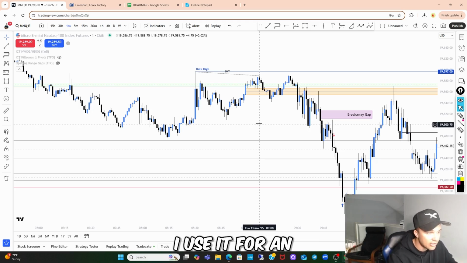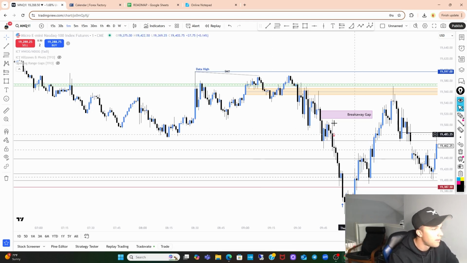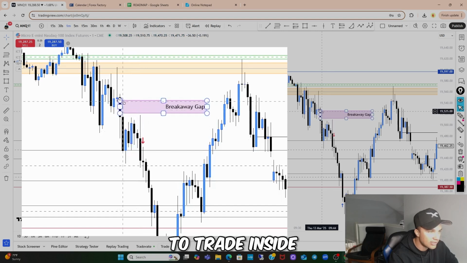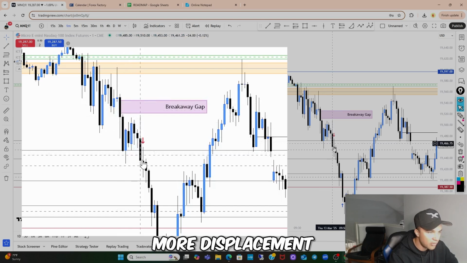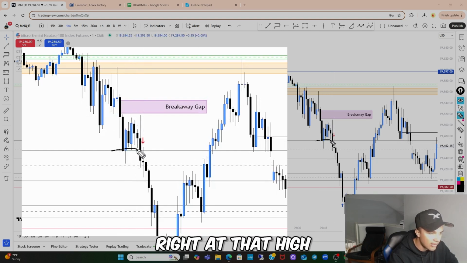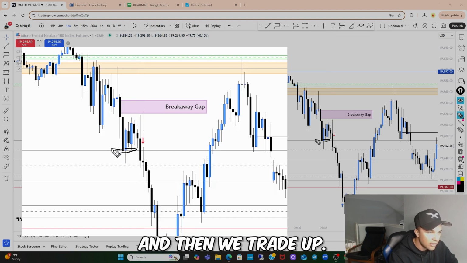So what you can see here is I use it for an entry as well. Price trades up. What does it do? It fails to trade inside that fair value gap. Okay, and then we see more displacement to what? Inside that new day open gap. So notice how we reject right at the high of that new day open gap. Look at the bodies reject right there, and then we trade up.